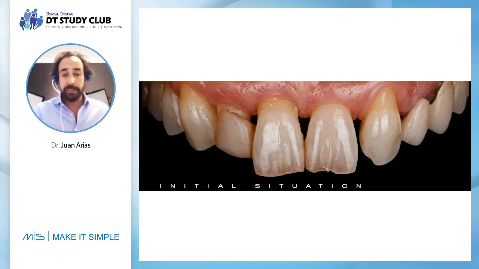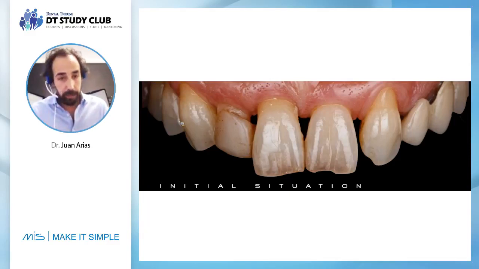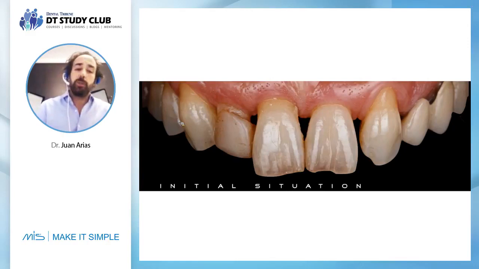But I don't want to change this one. I don't want to change this one. And I don't want to change these other ones. So in this case, we've got the aesthetics absolutely conditioned by the patient. But the aesthetics are subjective. Maybe I don't like it, but she likes it. And if she likes it like that, I'll try to maintain it just the same as she's got.